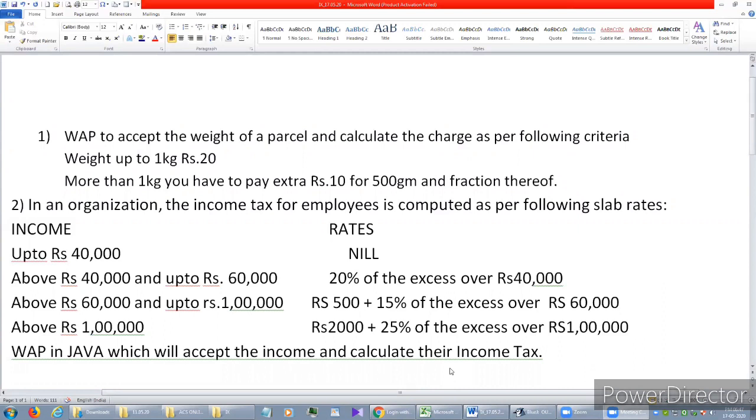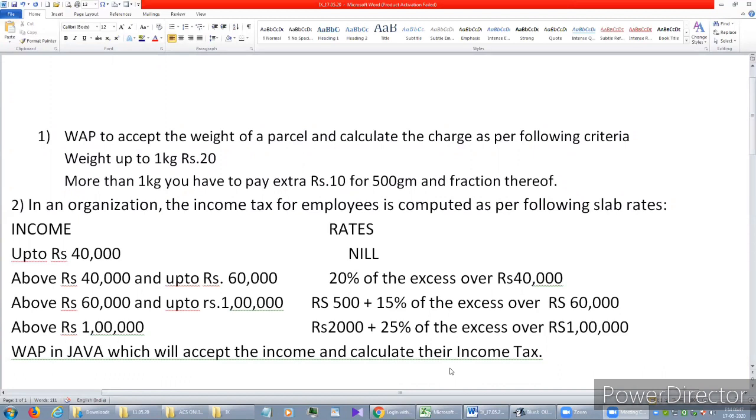That is the appropriate correct answer, explained by Moitri and Oishi also. 500 gram and fraction thereof. The meaning of this is that for 1 kg 500 and 1 gram, for 1 kg you pay 20, up to 500 gram 10, and for 1 gram also you have to pay 10 rupees. So 20, 10, 10, it is 40 rupees.